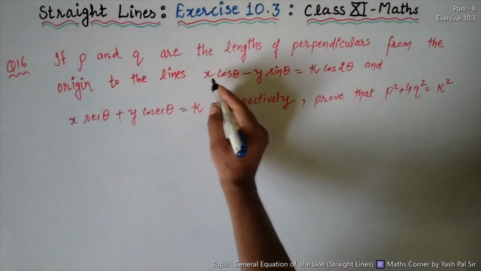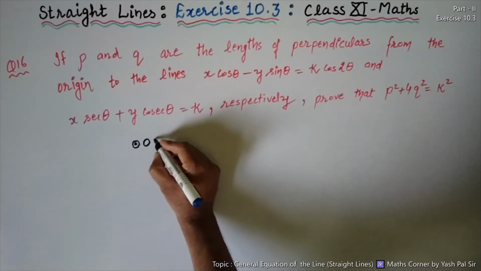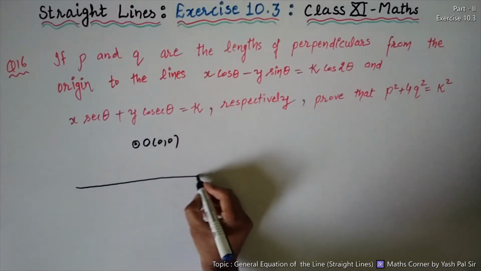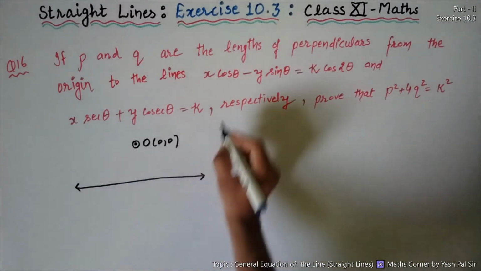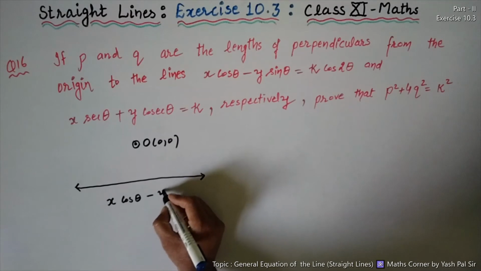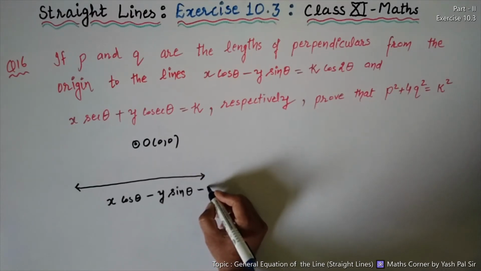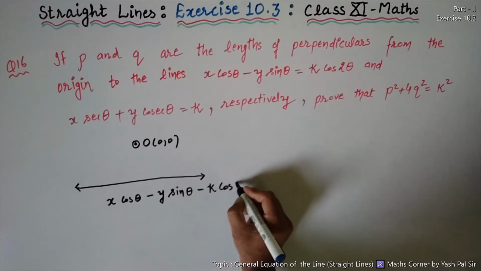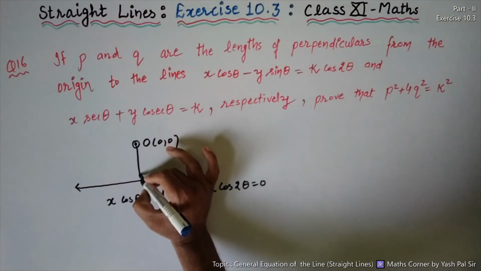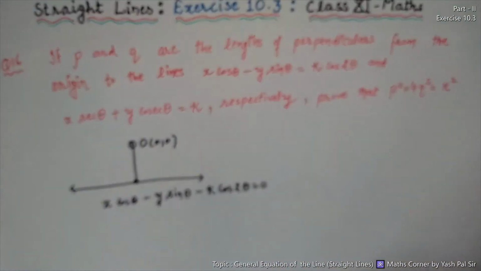The very first line is this. This is the origin, 0 0 coordinates, and the line is x into cos theta minus y into sin theta minus k cos 2 theta is equal to 0. Therefore, the perpendicular distance is p. This is p.